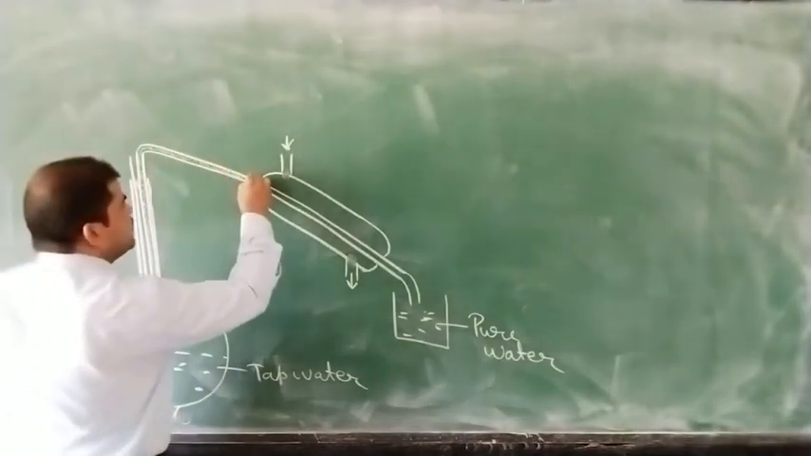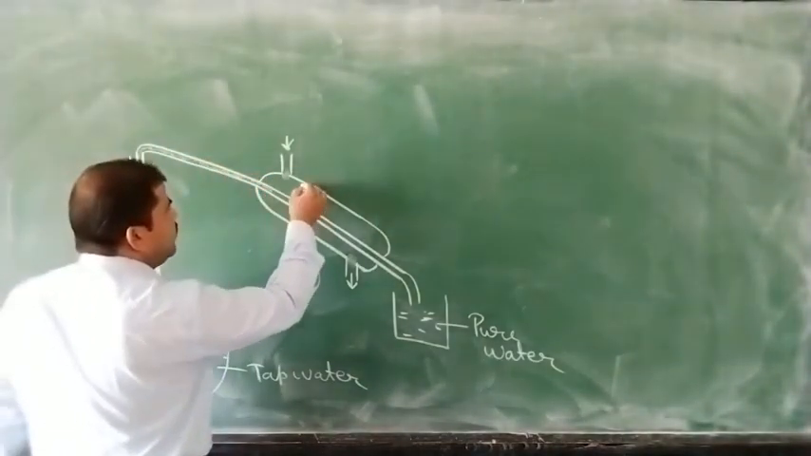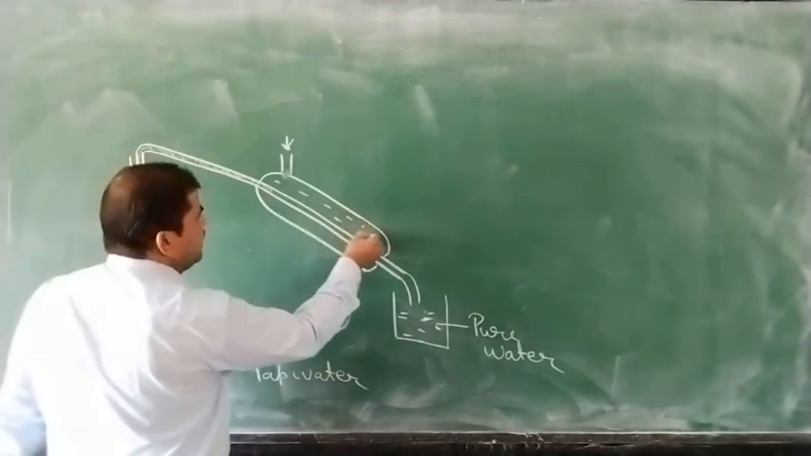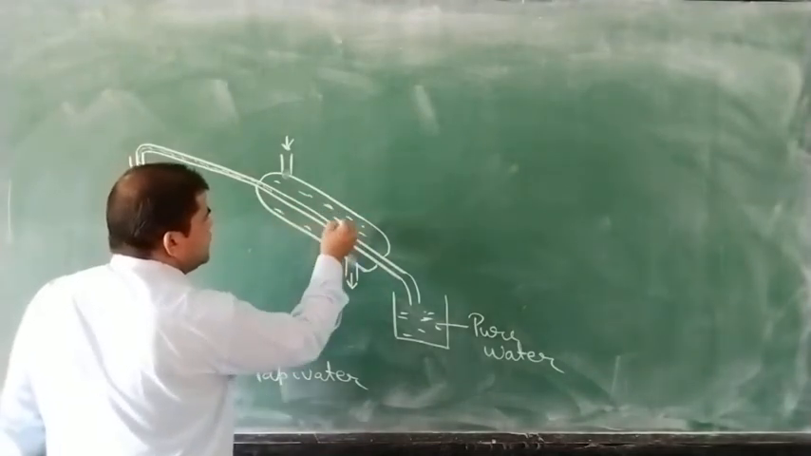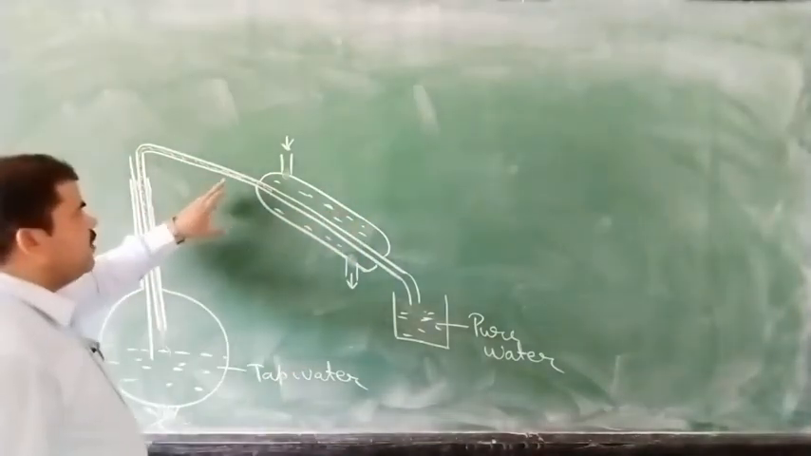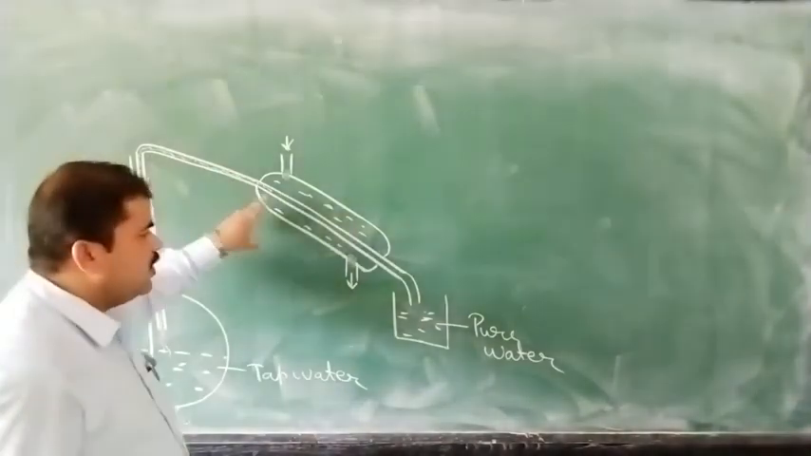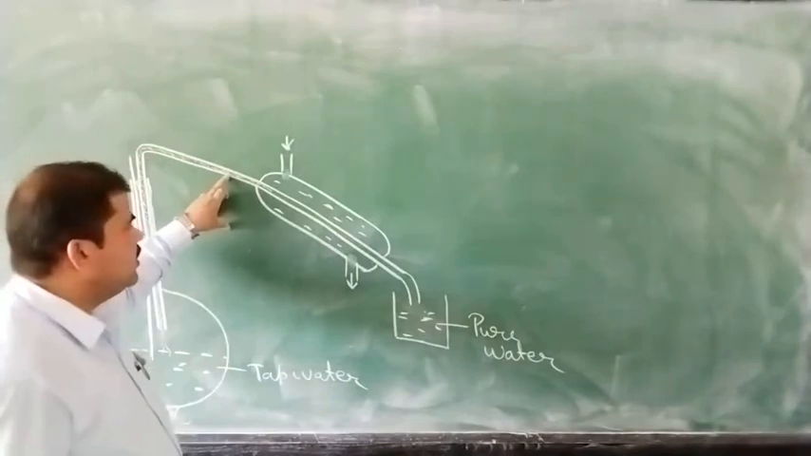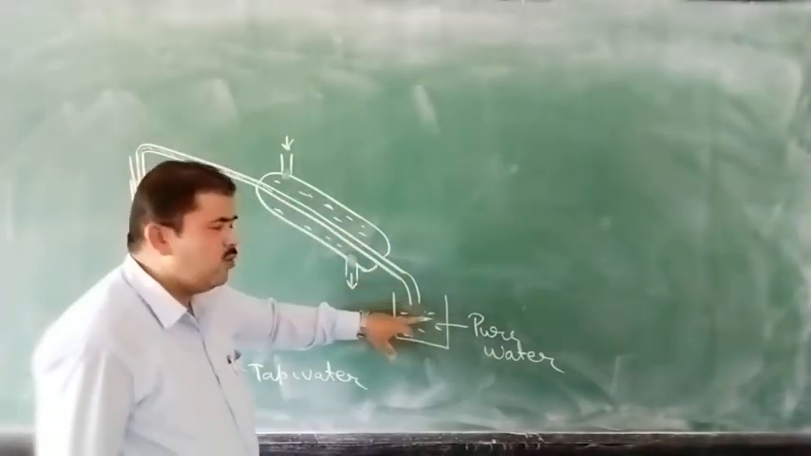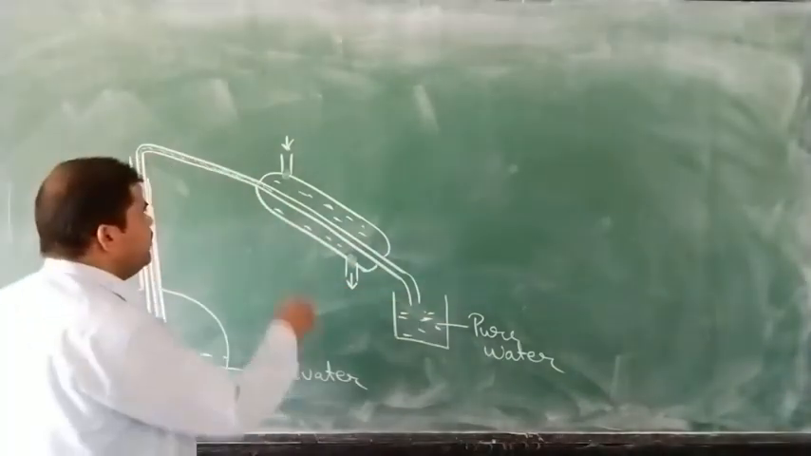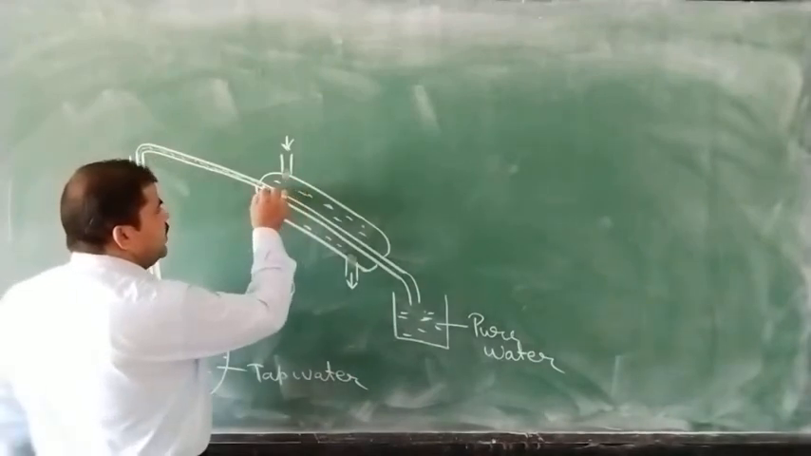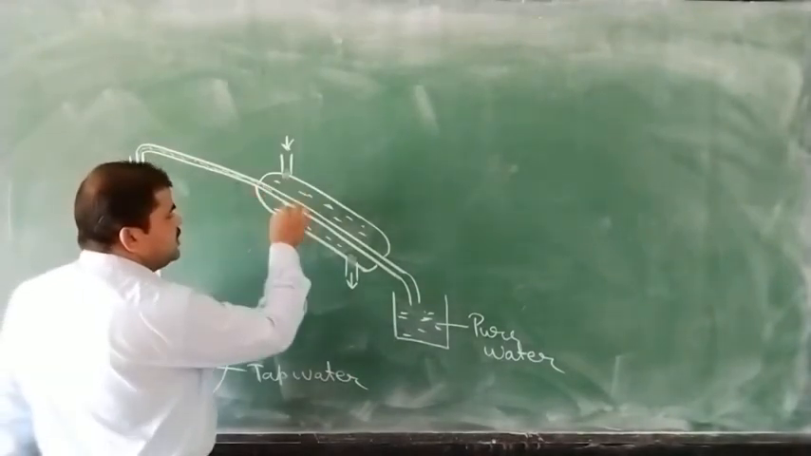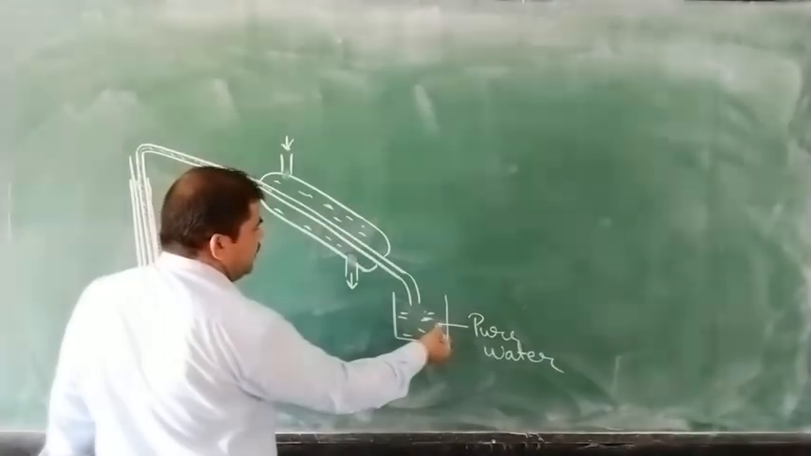The vapor will pass through this delivery tube, and here one condenser is present. This condenser condenses the vapor of the liquid into the pure liquid form. So here the vapor of the water will change into pure liquid water with the help of the condenser.